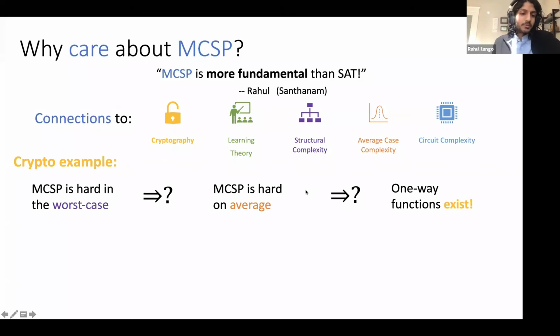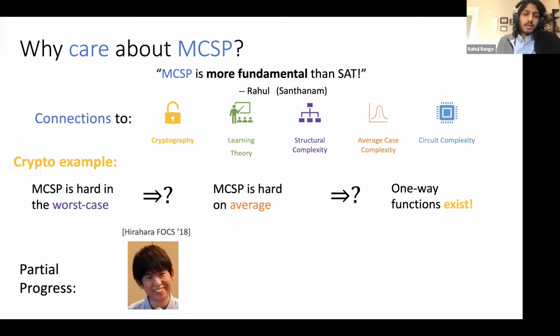And what's neat about this line of work is that in the past two and a half years, there's been some significant progress on this. So in 2018 at FOCS, Hirahara had this paper that showed a version of MCSP is hard in the worst case implies MCSP is hard on average. And so this was a pretty cool work. It won Best Student Paper.